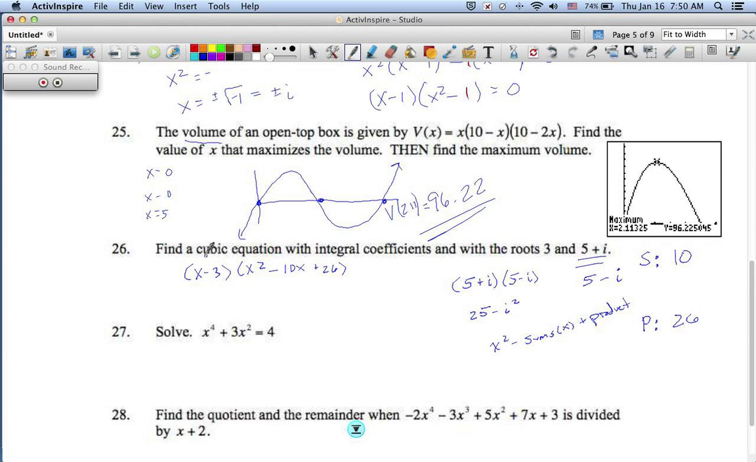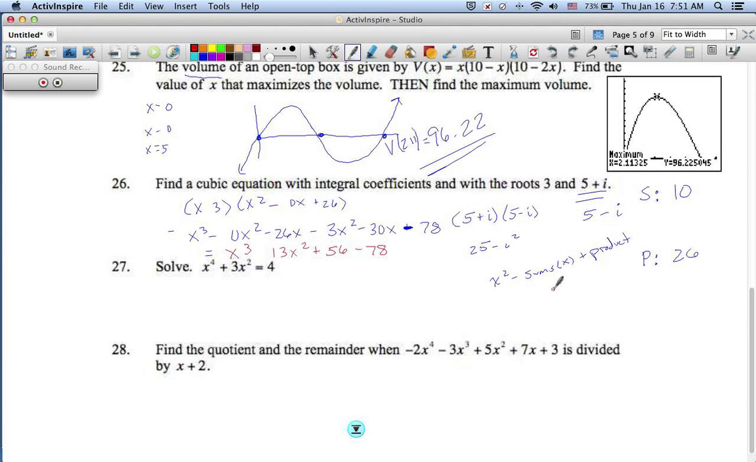And now I need to continue because I need to find the cubic. I'm just going to distribute my x to everything. x cubed minus 10x squared plus 26x. And now distribute negative 3 to everything. Minus 3x squared plus 30x minus 78. And combine like terms. Final answer. Put that in red. It's getting a little crowded here. x cubed minus 13x squared plus 56x minus 78. Final answer there.